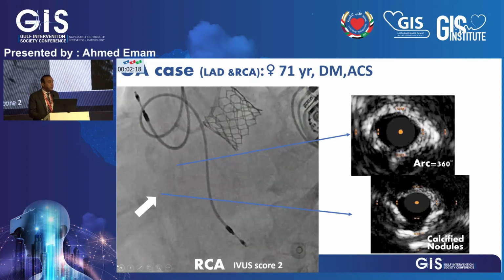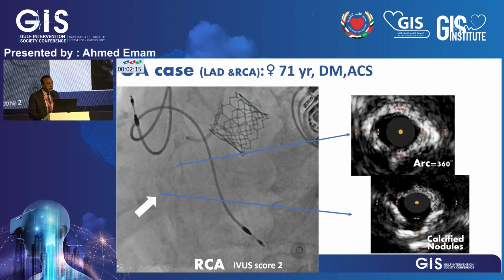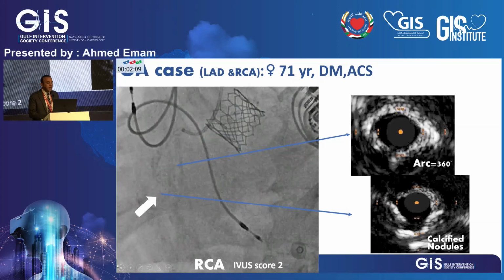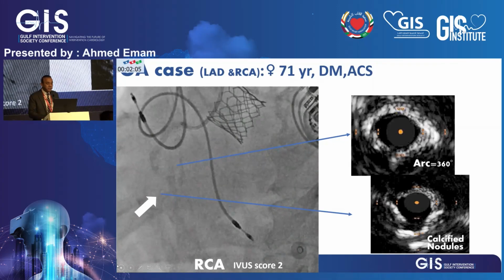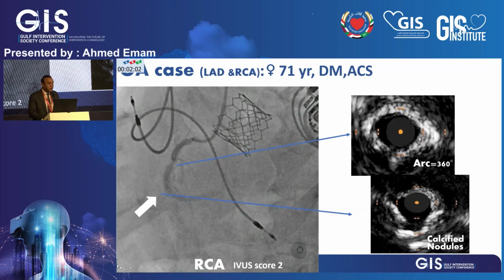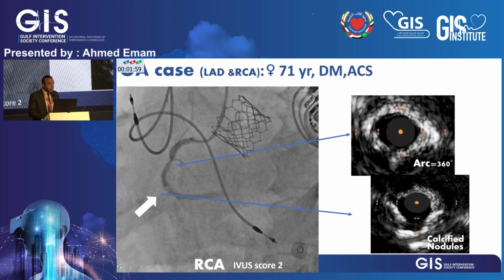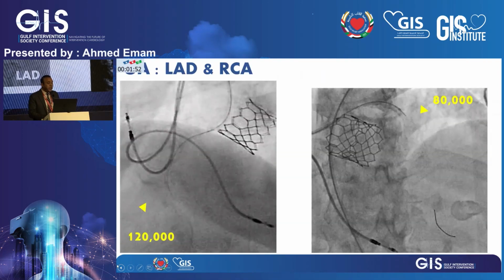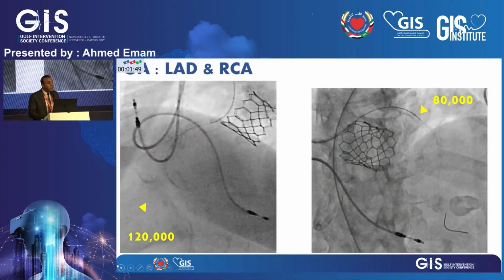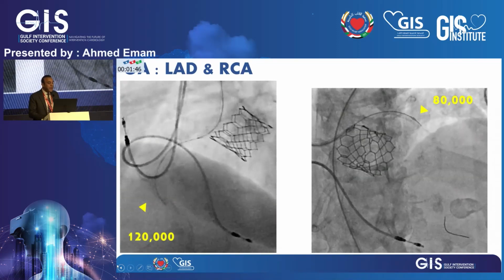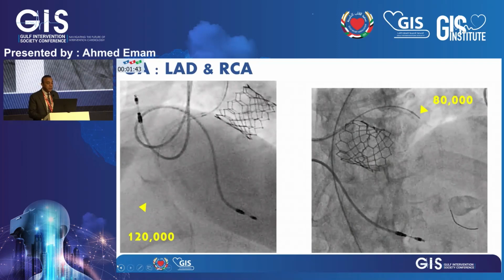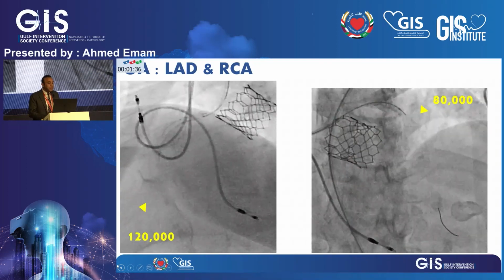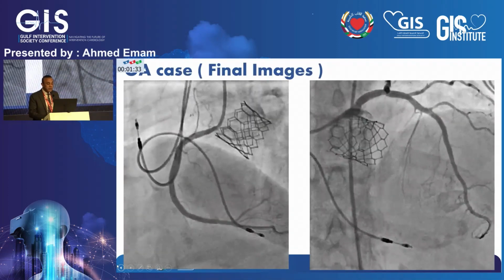This is a case where we used orbital atherectomy for the LAD and RCA in a 71-year-old diabetic female with ACS. You can see the calcified arc around 360 with a calcified nodule in the distal to mid RCA. Score is 2. LAD, again, we have a 360 arc, proximal and mid segment. So here we chose to go ahead with orbital atherectomy. We used 120,000 RPM for the RCA, sorry, and 80,000 RPM for the LAD because of the different diameter. So we tried to use one device for both vessels, and this is our final after stenting.